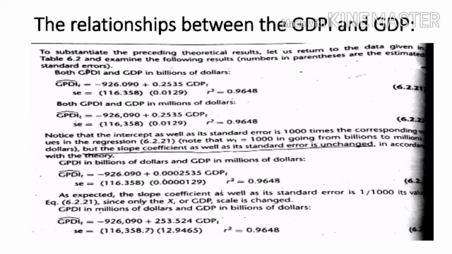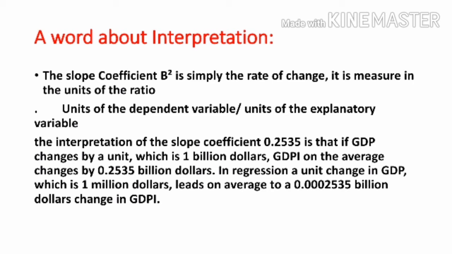A word about interpretation. The slope coefficient beta 2 is simply the rate of change, as measured in the ratio of the unit of the dependent variable divided by the unit of the explanatory variable. You see this in the example on the previous page. The slope coefficient beta 2 is 0.2535. If GDP changes by $1 billion, GDPI on average changes by 0.2535 billion dollars.